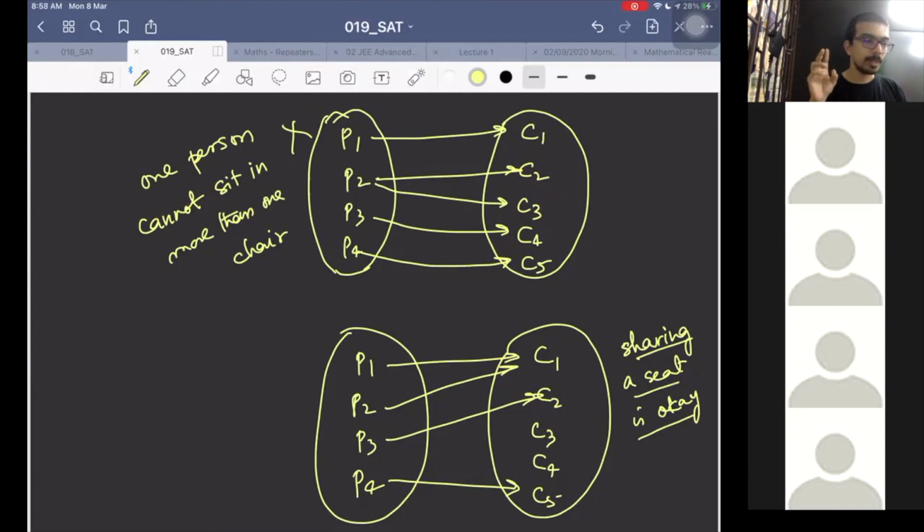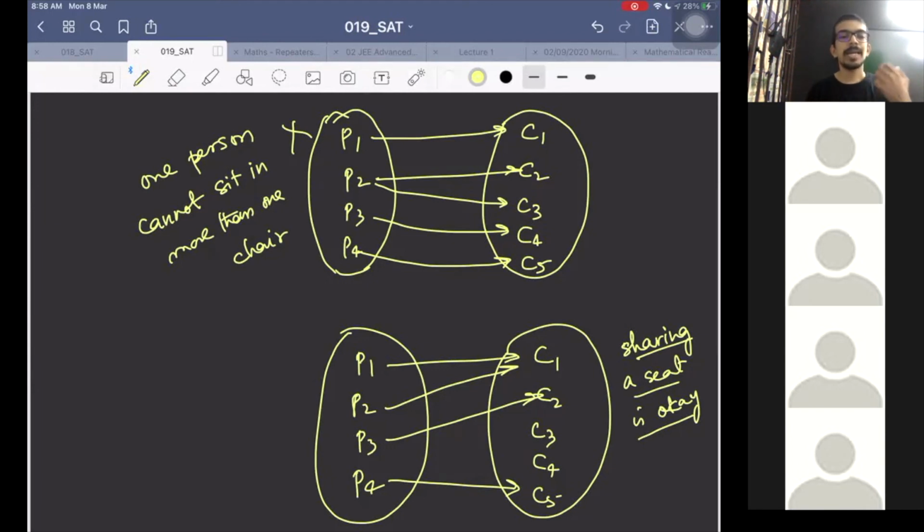Is this okay? I mean, this analogy: everybody should be sitting, nobody should be standing. Second thing is, everybody should be sitting in just one chair. They cannot be occupying more than one chair. These are the two conditions for this relationship, this mapping, this pairing to be a function.